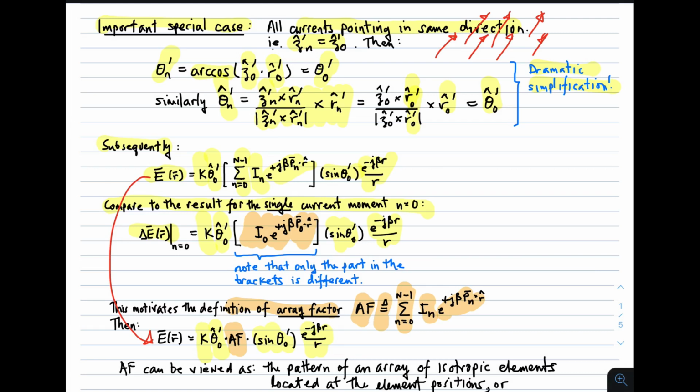Another way of saying all this is the array factor can be viewed as the pattern of an array of isotropic elements located at the element positions. The array factor is the pattern of an array that consists only of isotropic elements.